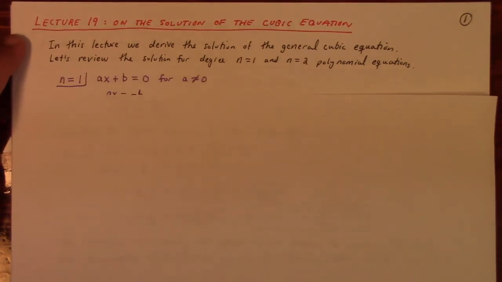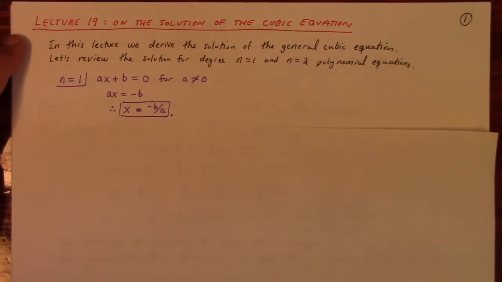Alright, so n equals 1 we've been doing for a while. So that's just a linear equation. If you have ax plus b equals 0, you want to find the solution. Well, solve for x, right? Just isolate x, and that worked pretty well, didn't it? Minus b over a. And you can do that as long as a is not equal to 0, right?